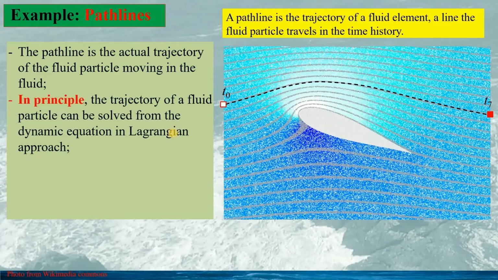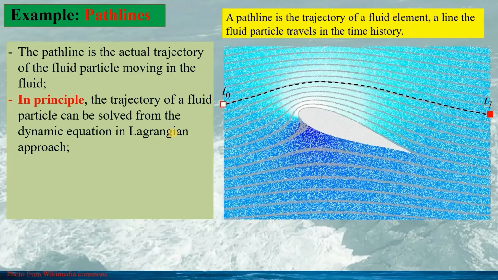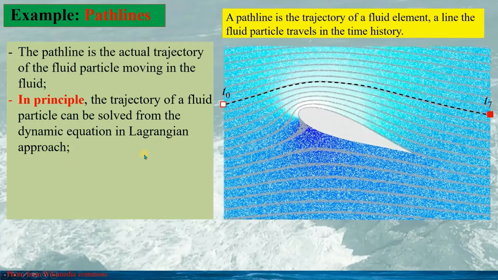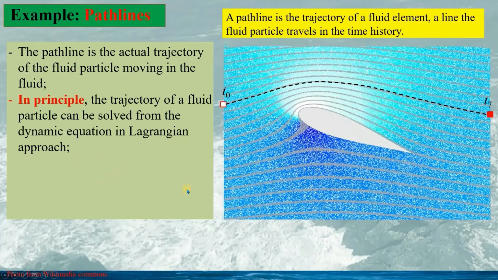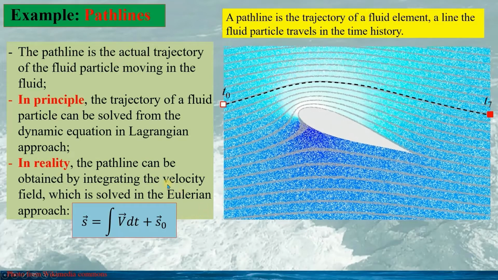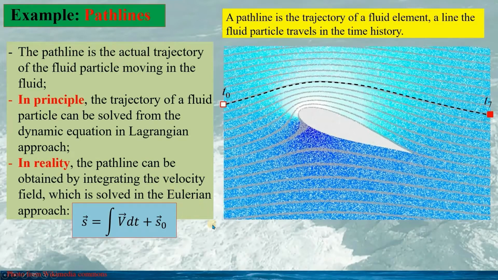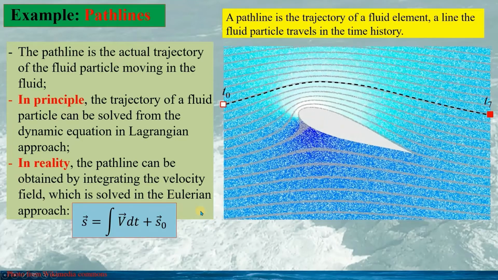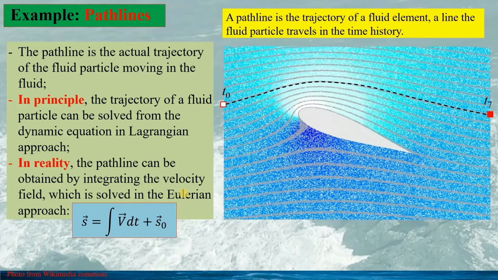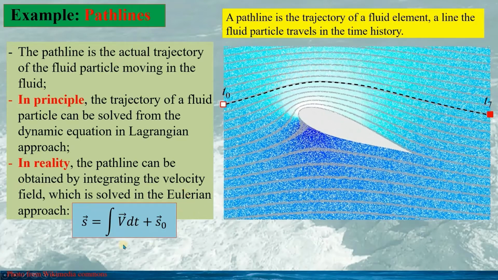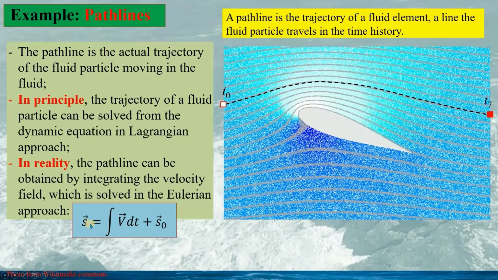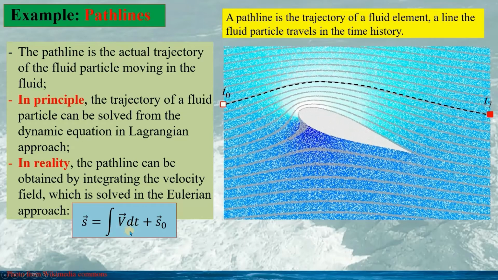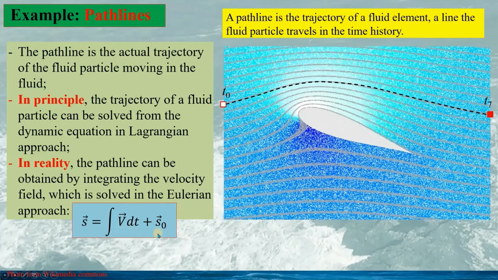Principally, the trajectory of a fluid particle can be solved from the dynamic equation in the Lagrangian approach. We will see this later in this talk. However, in reality, the pathline can be more likely obtained by integrating the velocity field, which is actually solved in the Eulerian approach. So, the pathline, the vector s, would be given as the integral of the velocity with respect to time, given as this.